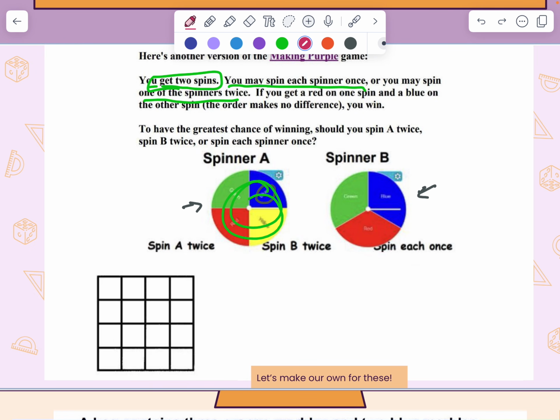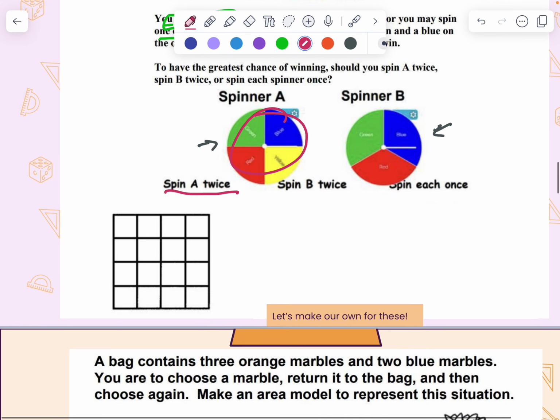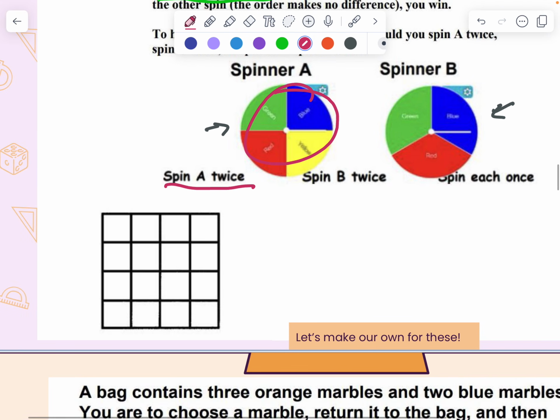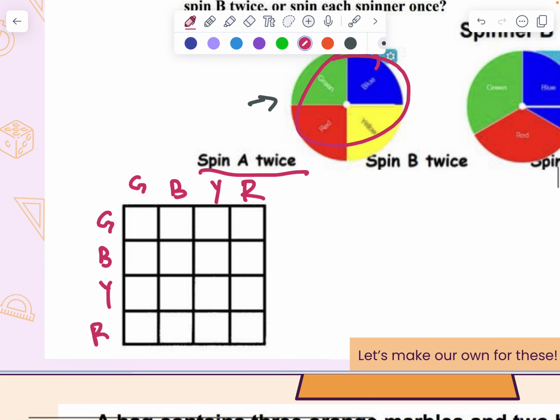So the first one we're going to talk about here, I've got the boxes set up for you, is if I were to spin spinner A twice. My first spin on spinner A could be green, could be blue, could be yellow, could be red, and then the same outcome, right? Could be green, could be blue, could be yellow, could be red. So I'm going to go through and find what are all of the different color combinations that we could have, right?